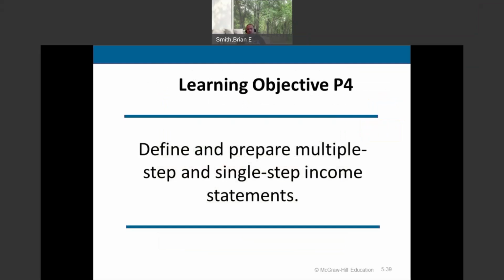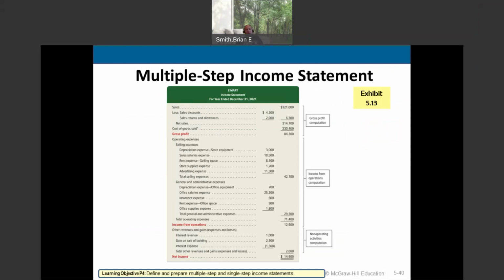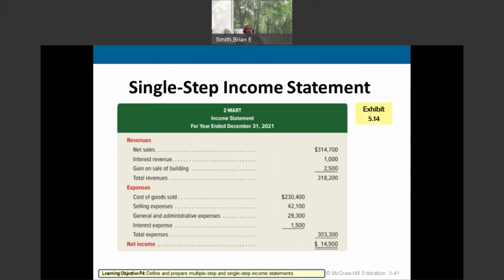As we move on, let's take a different step and talk about the multi-step or single-step income statements. They're basically going to tell you the same story. It's basically just how you structure them, okay? So here's your single step. You're very familiar with this. This is what we did on the revenue side, okay?